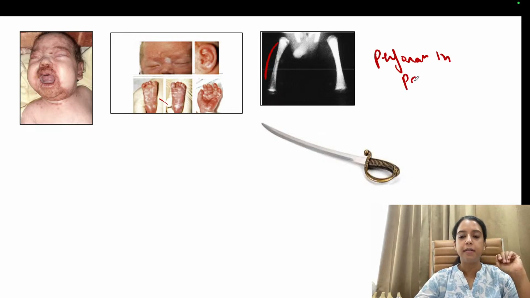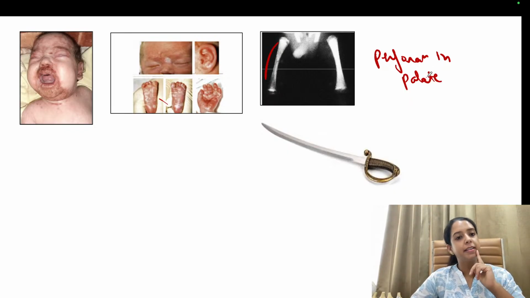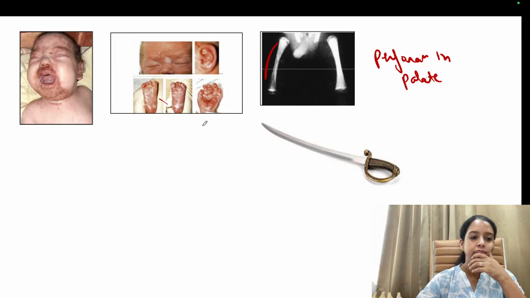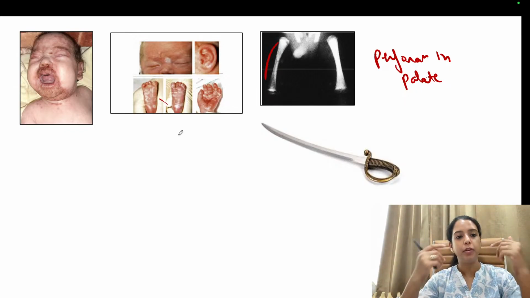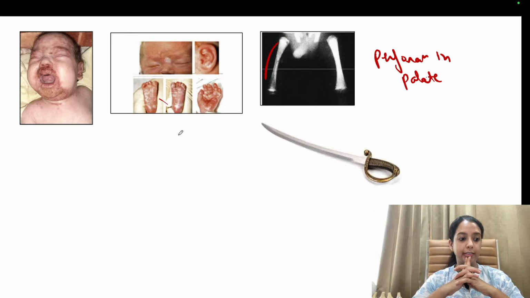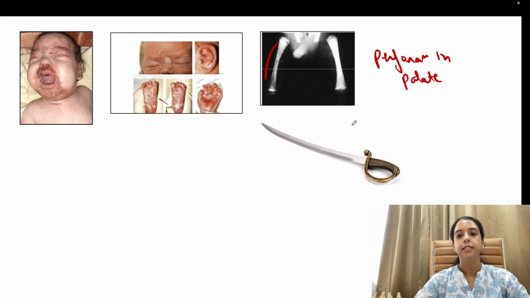So this image can be given, perforation in the palate. What is the congenital infection that has been transferred to the baby? What is this infection? Any guesses? Maculopapular rash with curved tibia and perforated palate and a lot of blood-stained nasal discharge. What is it? Very good, brilliant. It is syphilis.